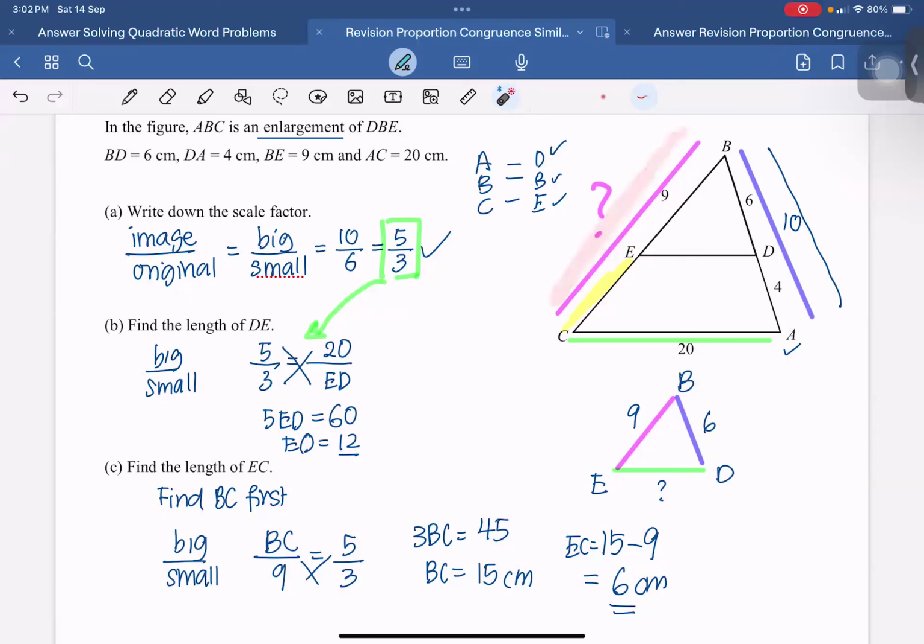This one matches with which number? This part BC matches with which one? I got three, right? I got the pink with the pink, correct? The pink and the pink. So it's Pink 9. So BC over 9. Now we already got the scale factor 10 with 6, so it's 5/3, right? I bring down.